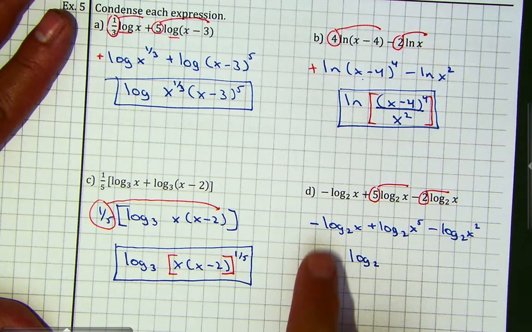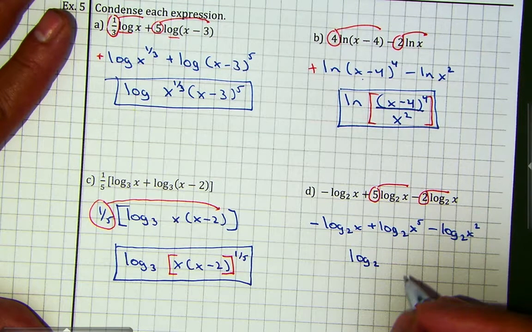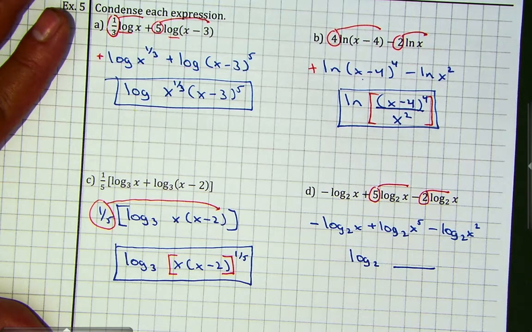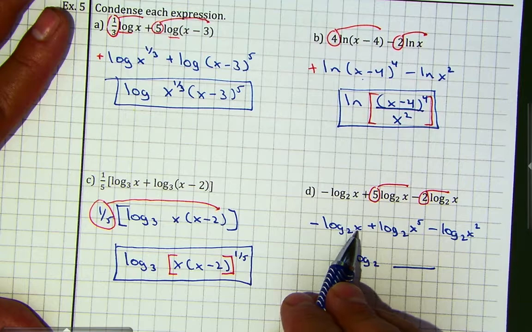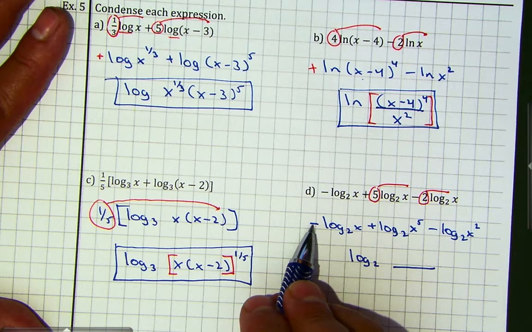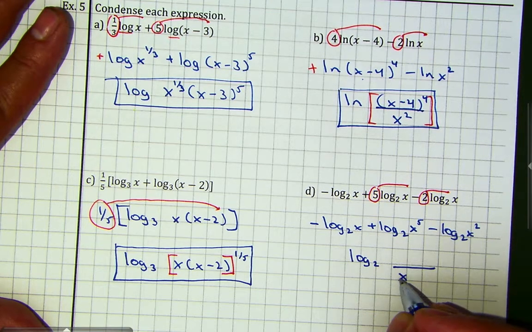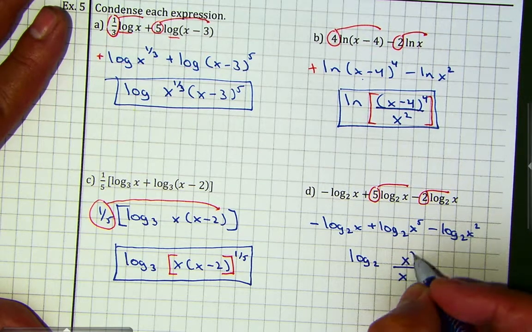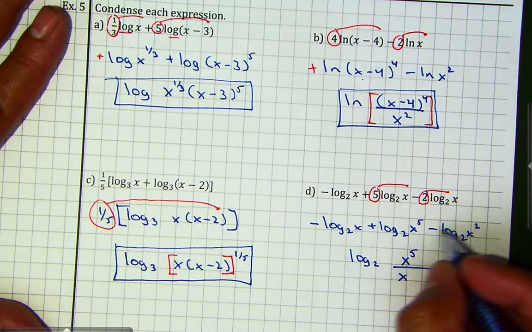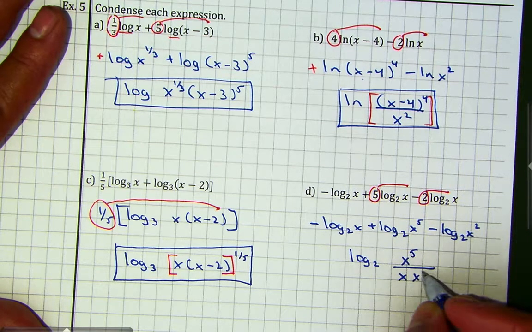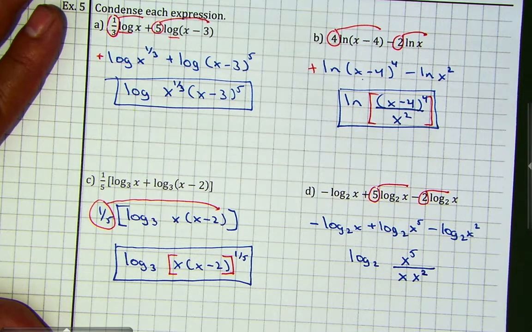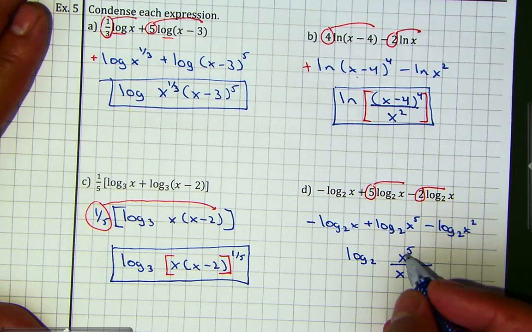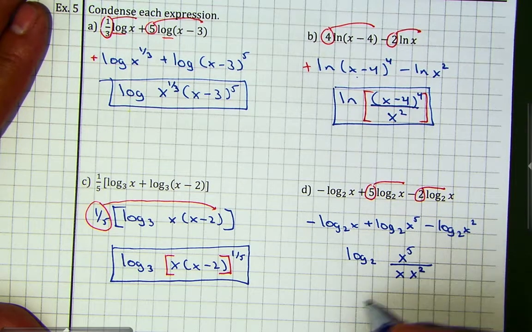I notice that there's a negative here and a negative here, so therefore I should have a fraction. The x is part of the log that has a negative, so it goes on the denominator. The x to the 5th is positive, goes on the numerator. X squared has a negative, goes on the denominator. And now I have 5 and 3, so therefore I end up with log base 2 of x squared.